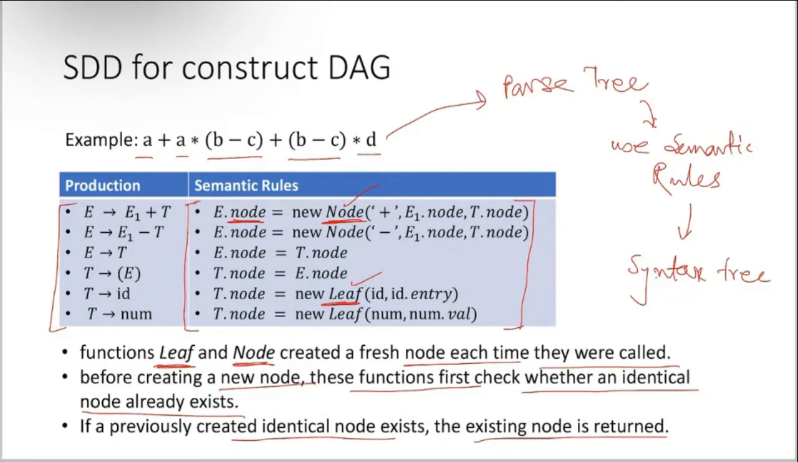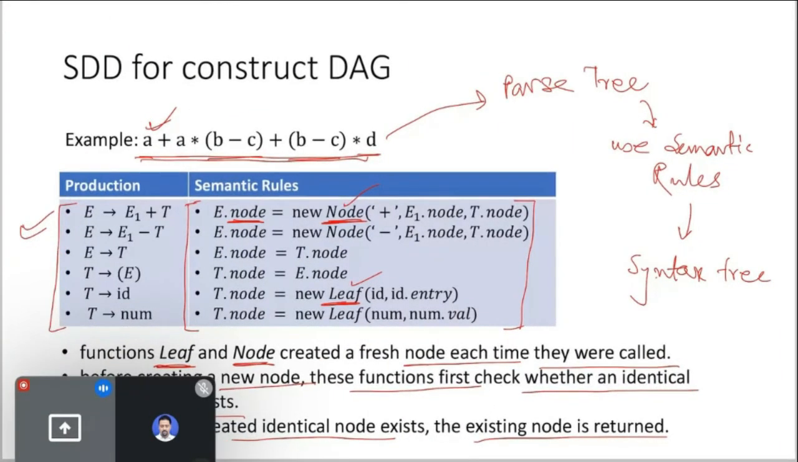Now, if I give you this expression, what can be a possible syntax tree for this? This grammar is actually not enough for this, so some rules need to be added. E multiplication T needs to be added, because multiplication operations are there, and these are not there in this production and semantic rules.